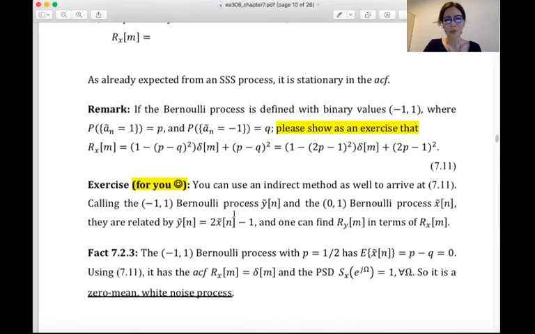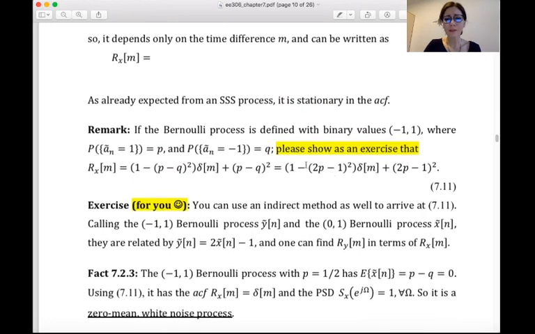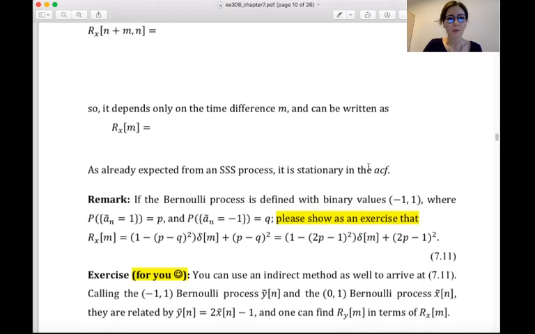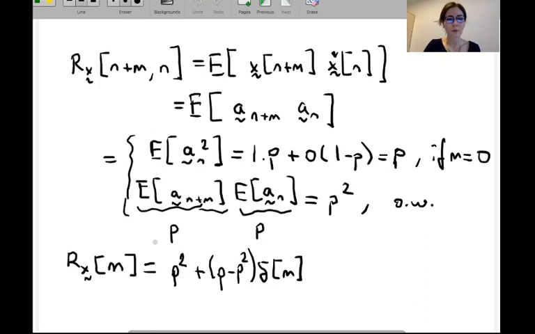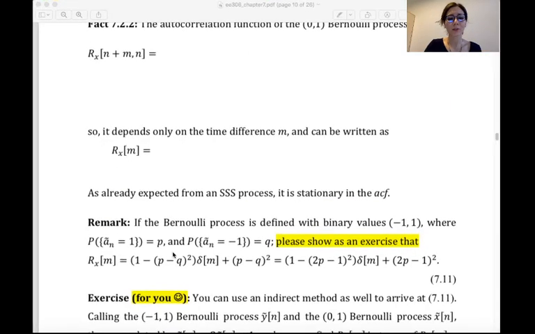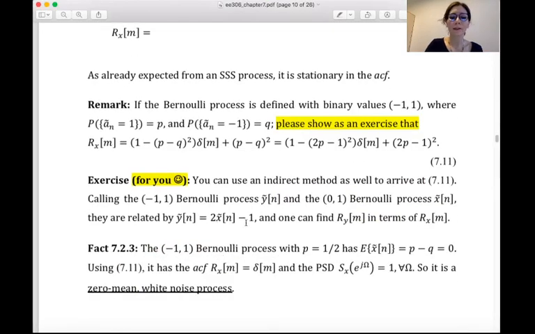So you could just verify this using the expression we just found for the autocorrelation function of the 0/1 Bernoulli process. You can just use this relation, y equals 2x minus 1, and obtain the autocorrelation function of y in terms of the autocorrelation function of x. Then plugging in the expression we just derived, you can verify that the ACF of the -1/1 Bernoulli process is given by this expression.